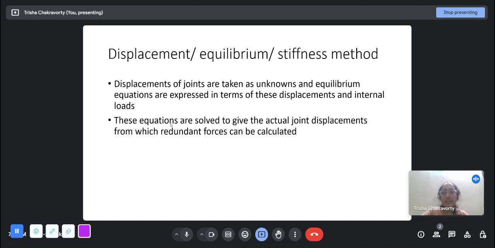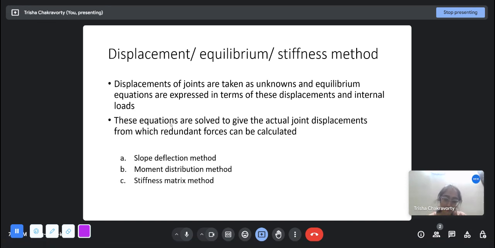And the other approach is the displacement approach, also known as equilibrium or stiffness methods. Here, the displacements of joints are taken as unknowns, and equilibrium equations are expressed in terms of these displacements and internal loads. These equations are solved to give actual joint displacements from which redundant forces can be calculated. There are three methods that broadly come under this approach: slope deflection, moment distribution, and stiffness matrix. All three are relevant to this course, though slope deflection and moment distribution are more important, which we looked at in the previous 2 weeks.